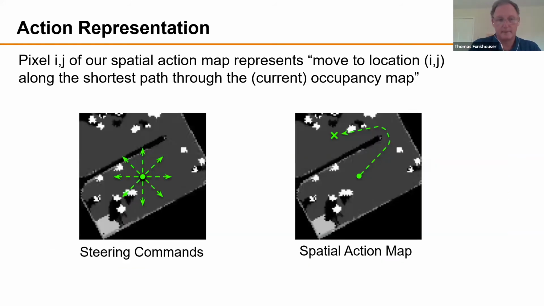Okay. To be clear, the difference between these actions and steering, as I've already said, is that steering commands can only do local things in small steps, whereas spatial action maps can have any kind of action that you decide to take, of which following the shortest path is just one example.